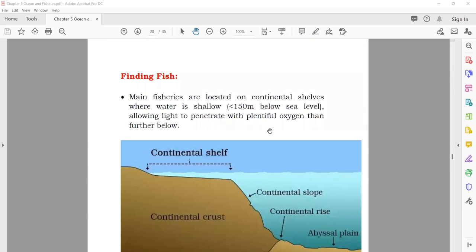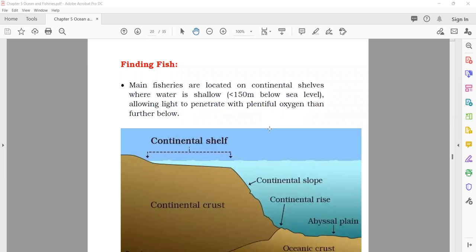Okay. After that, finding the fish. As we studied in the first page, we said that most of the fish are found in the continental shelf. And what is the continental shelf? It is the shallow water where the water is not more than 150 meters deep, and you can find fish there.